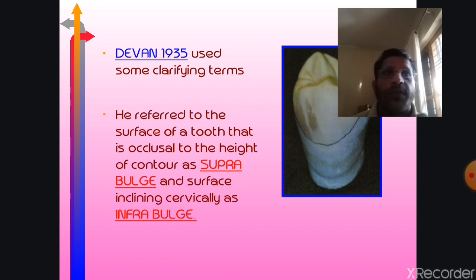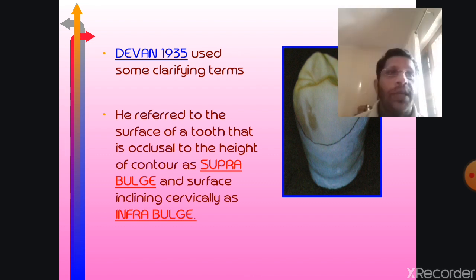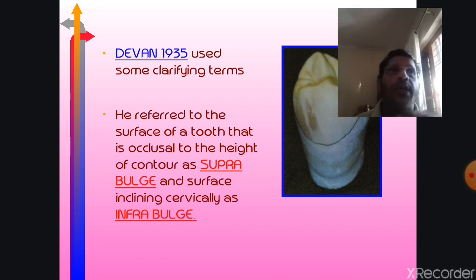Even though the term was used by Kennedy, Devine is the one who went ahead with clarifying terminologies related to height of contour. That is, he called the portion of the tooth above the height of contour as suprabulge, and the surface which is present cervical to the height of contour as infrabulge.